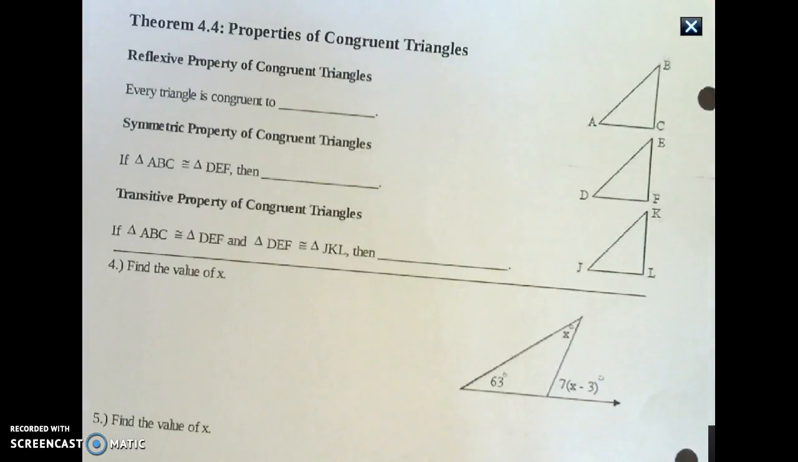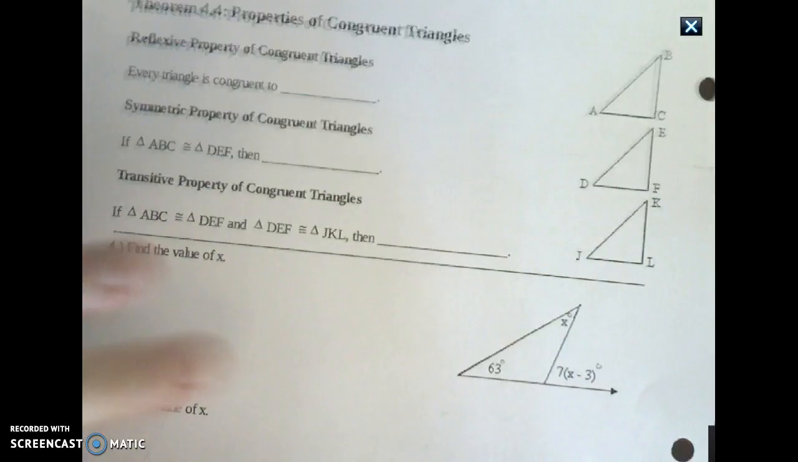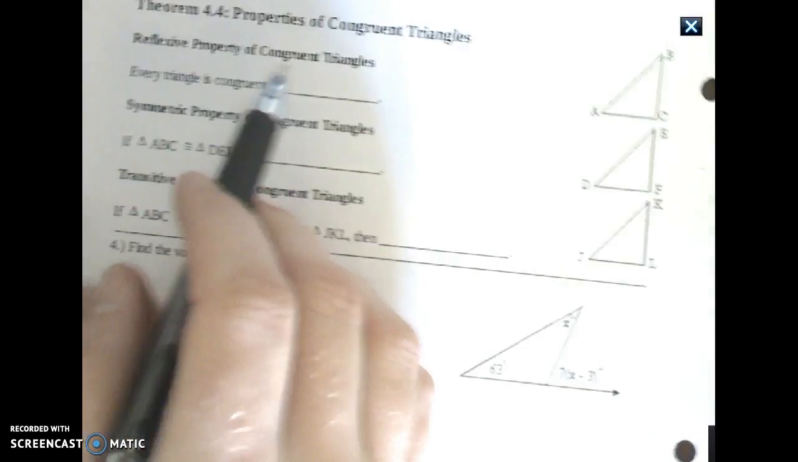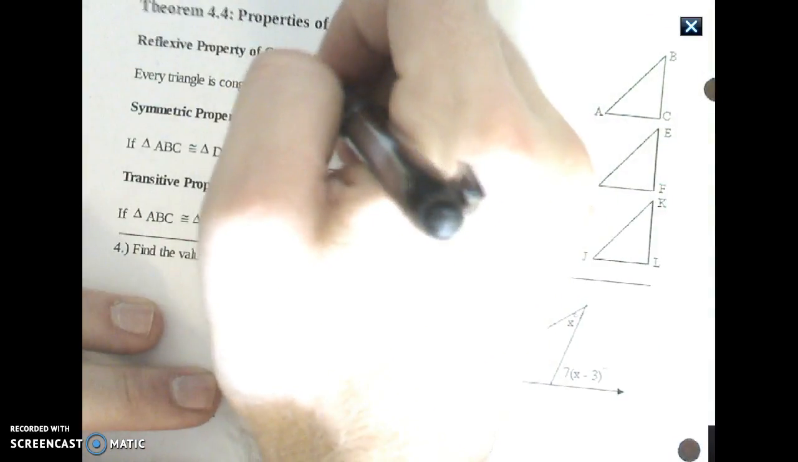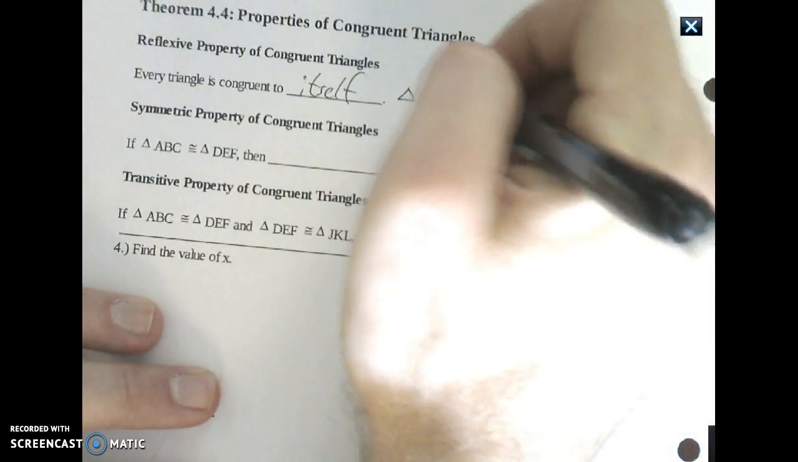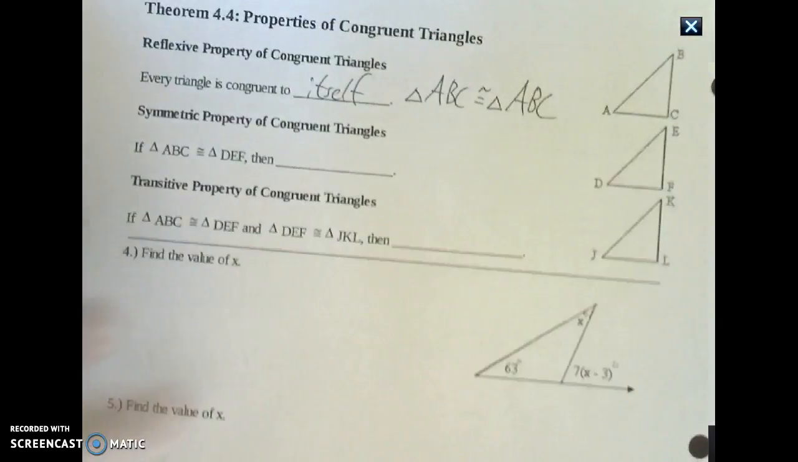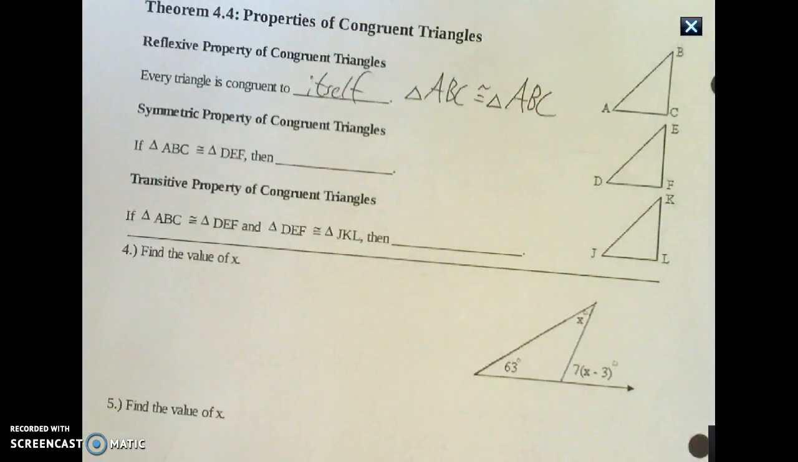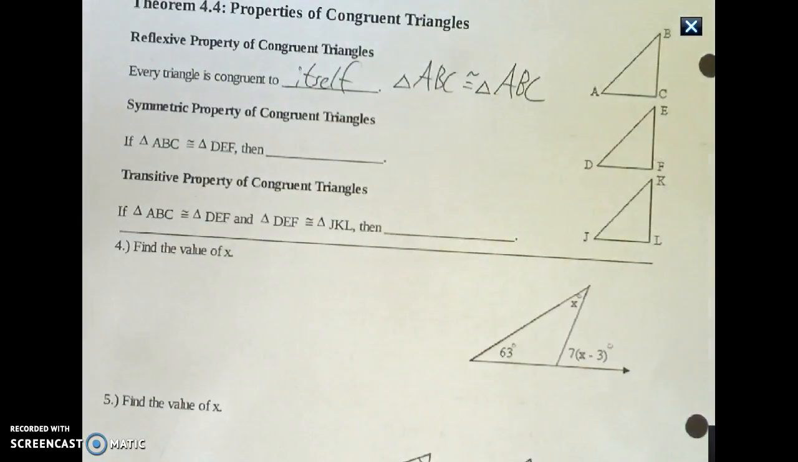Properties of congruent triangles. Alright, RST, 1, 2, 3. You guys have seen these words before. I'm bringing them up again for you guys, but reflexive property of congruent triangles. Every triangle is congruent to itself. So I can say that triangle ABC is congruent to triangle ABC. I know that sounds really silly. I totally agree with you. It is very important, that property, in terms of proof.